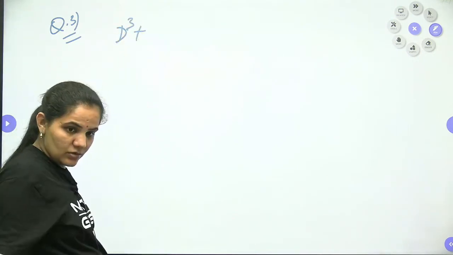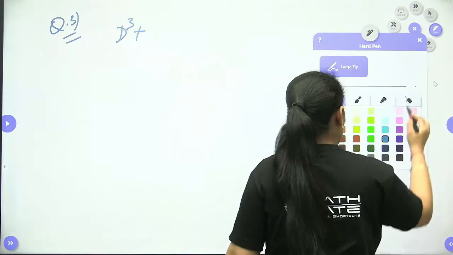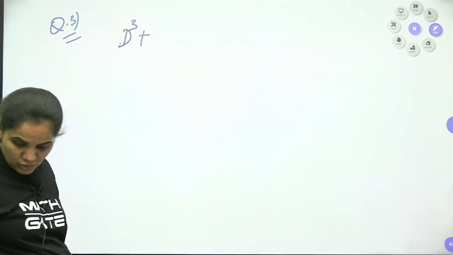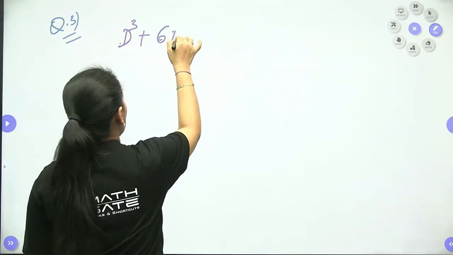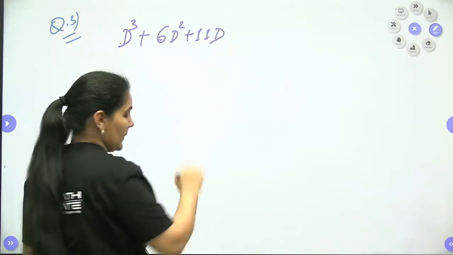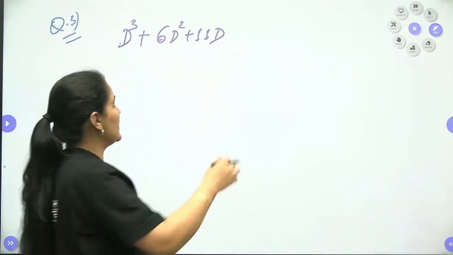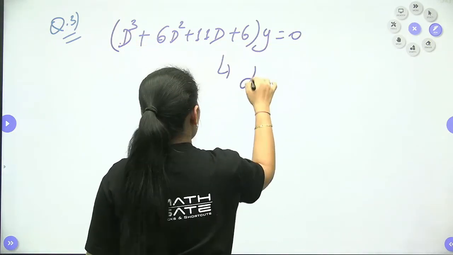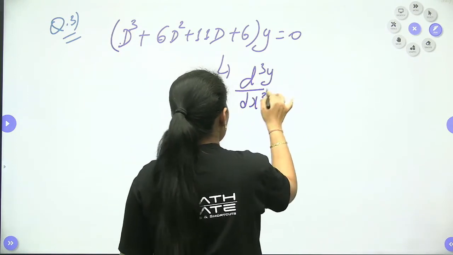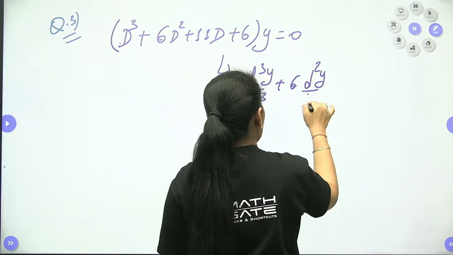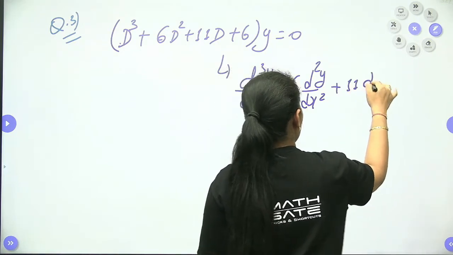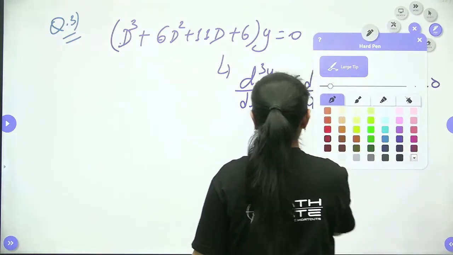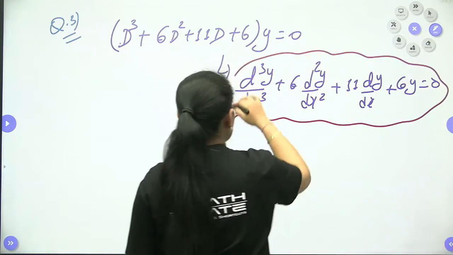D cube, is it visible to you? No, it's not. Let me use a different pen. Find the solution of D cube plus 6D square plus 11D plus 6, into y, is equal to 0. Or you can say the differential equation is exactly d3y by dx3 plus 6 d2y by dx2 plus 11 dy by dx plus 6y is equal to 0. So we have exactly this equation.